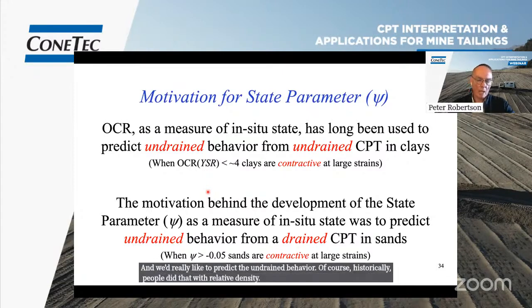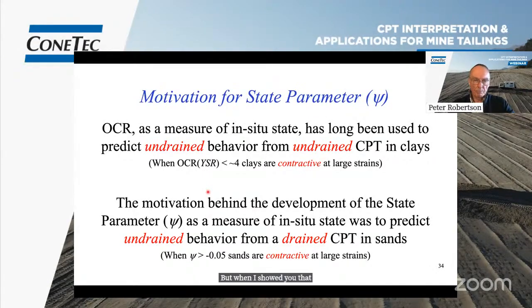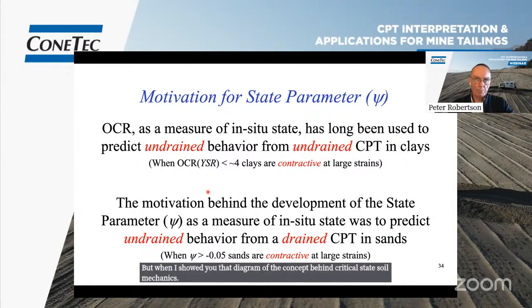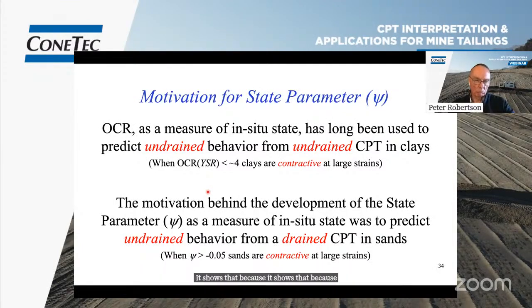But when I showed you that diagram of the concept behind critical state soil mechanics, it shows that relatively dense sands at high confining pressure can become contractive. So relative density is not really a very good measure of capturing that. And so state parameter is a much better way to do it.